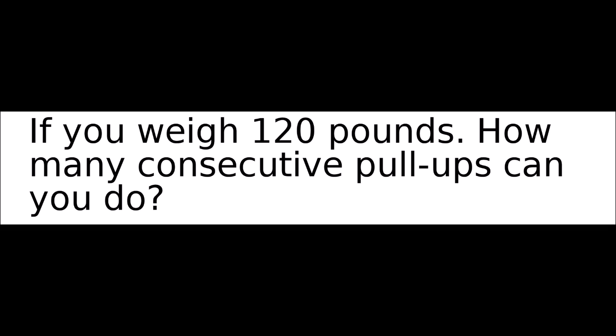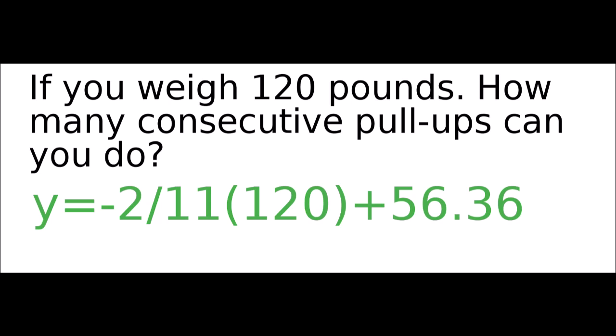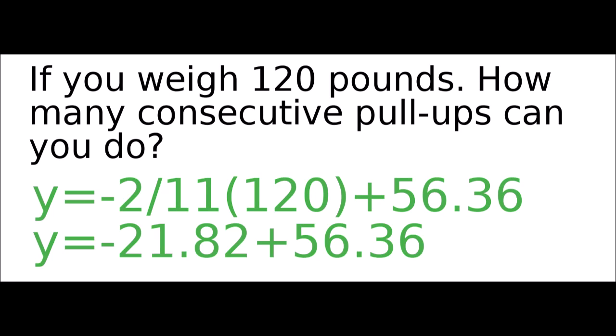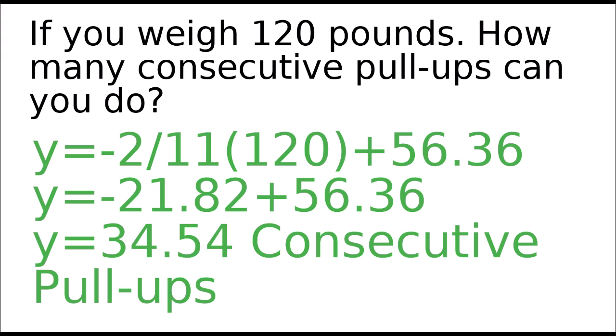Here's another example. If you weigh 120 pounds, how many consecutive pull-ups can you do? So weight is our independent variable x, so our equation would be y equals negative 2 over 11 times 120 plus 56.36. So if we multiply negative 2 over 11 by 120, we get negative 21.82. So negative 21.82 plus 56.36 equals 34.54, so y equals 34.54 consecutive pull-ups.